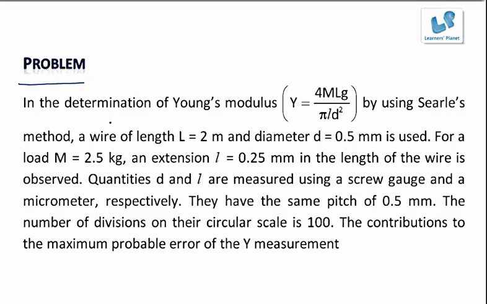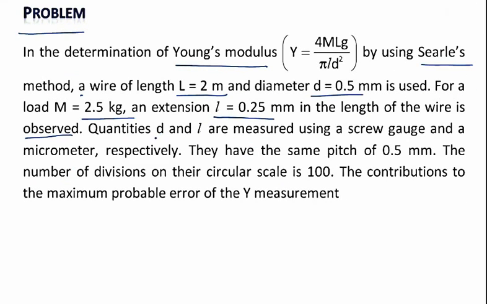Now let us look at the next problem. In the determination of Young's modulus, which is given by Y equal to 4MLg divided by pi l d squared, by using Searle's method, a wire of length 2 meter, diameter 0.5 mm is used. For a load M equal to 2.5 kg, an extension l equal to 0.25 mm in the length of the wire is observed.